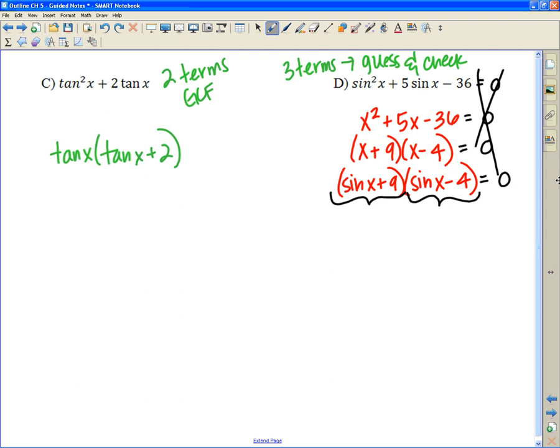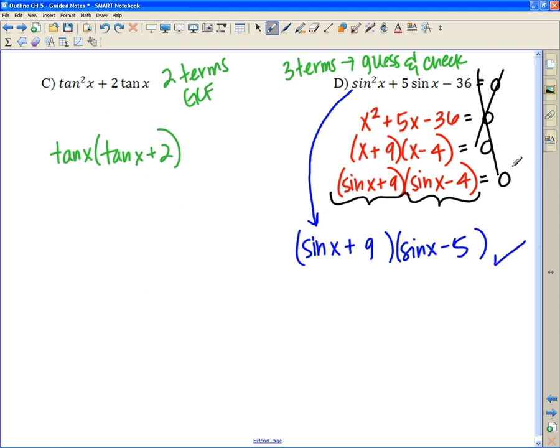So I'm actually going to show what this looks like using the word sine. I know that if I have sine squared, I have sine of x out front. I need numbers that multiply to give me negative 36 and add to get positive 5. So plus 9, minus 5. And you are done. That's what the answer should be. Remember, these zeros here were just a talking point, foreshadowing for things that we're going to do in the future.